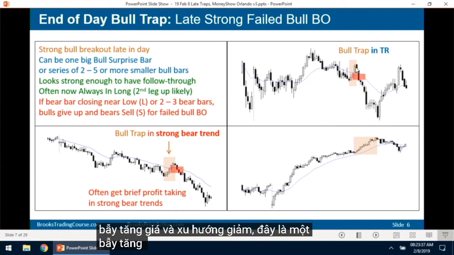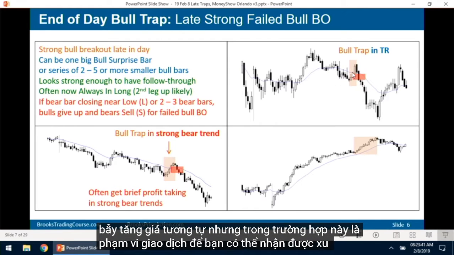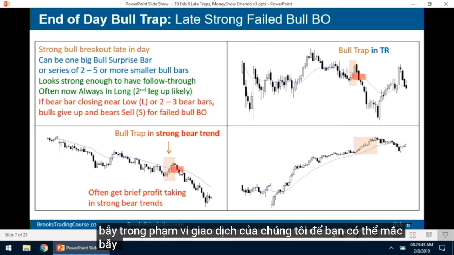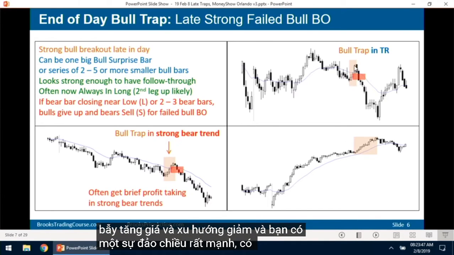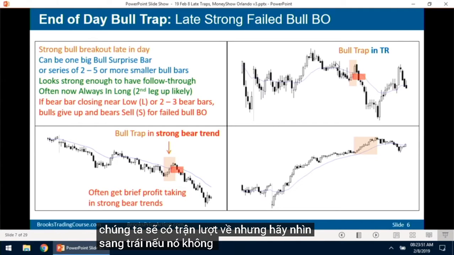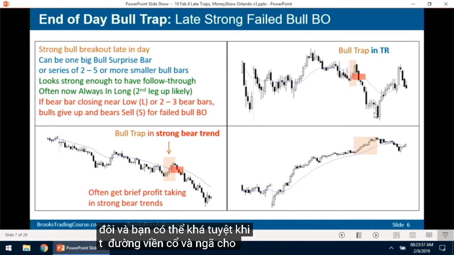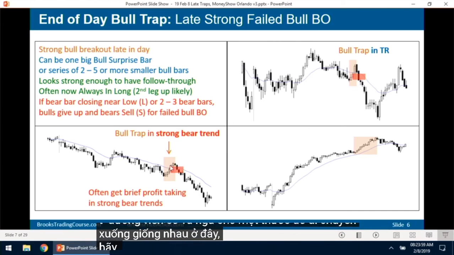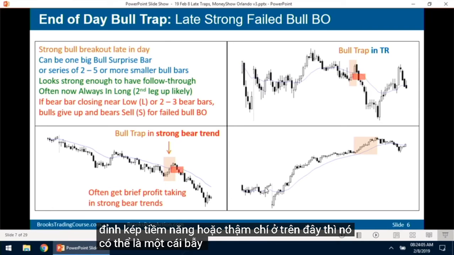And this is a similar bull trap, but in this case it's a trading range. So you can get a bull trap in a trading range, you can get a bull trap in a bear trend, and you get a very strong reversal. It looks like we're going to get a second leg up, but look to the left. If it has not gone far above a lower high, it's probably a double top, and you might break below the neckline and fall for a measured move down. Same here. Look to the left. If there's a potential double top, or even up here, it could be a trap.